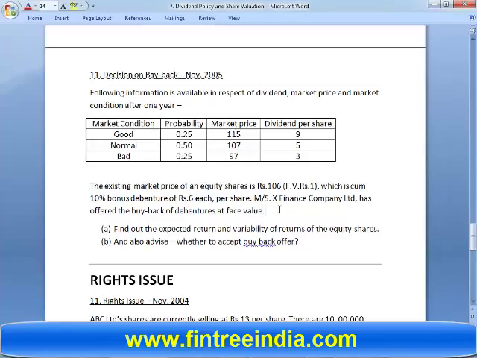And then point number 3, conclusion. Accept buyback offer if current YTM is greater than coupon rate of 6%.